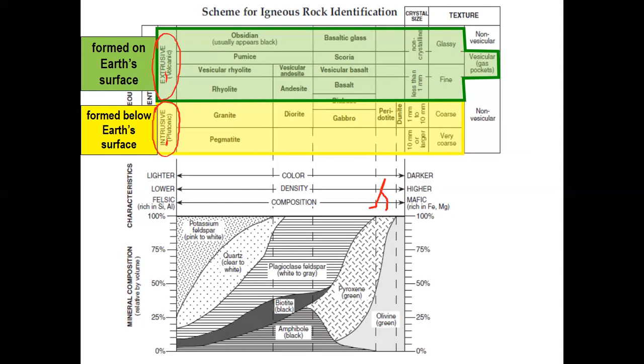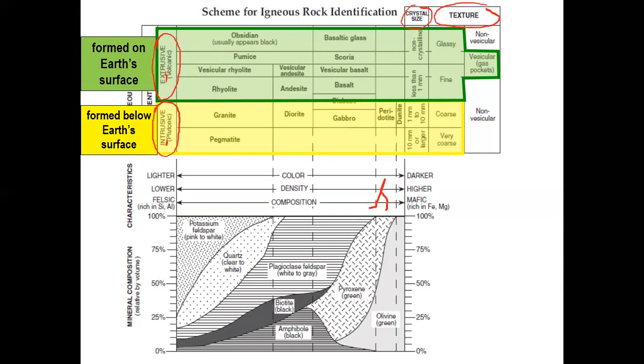If you look at this chart here, you can see that anything that is highlighted in green is going to be a rock that formed on Earth's surface, or the extrusive rock, and anything that's highlighted in yellow is going to be the intrusive, or formed below Earth's surface. They have certain characteristics to them, whether they formed on or off Earth's surface. You'll see that over here in the crystal size, and you'll see it over here with texture.